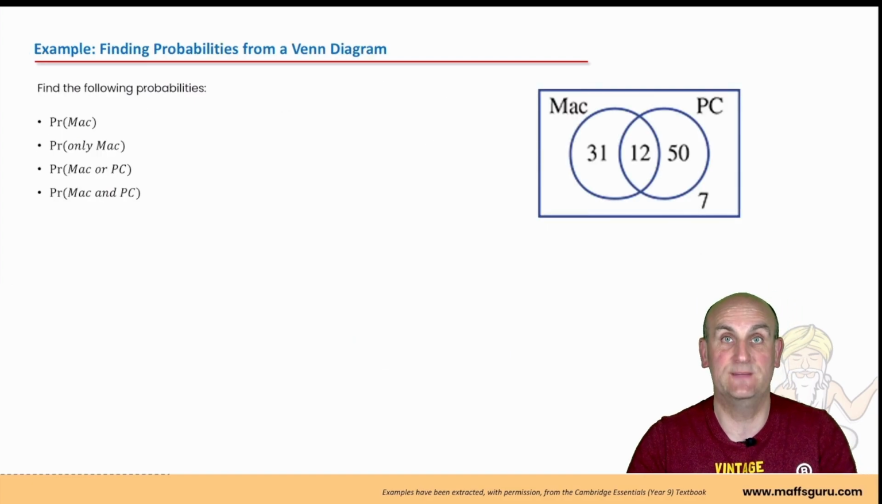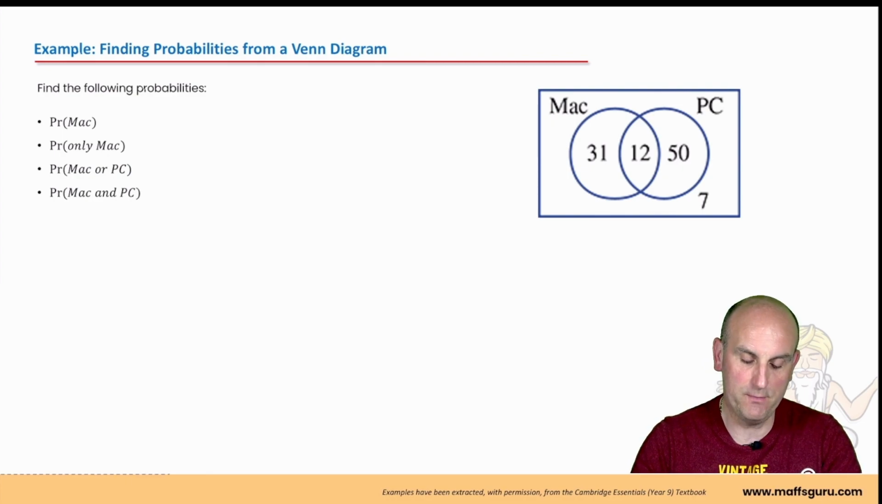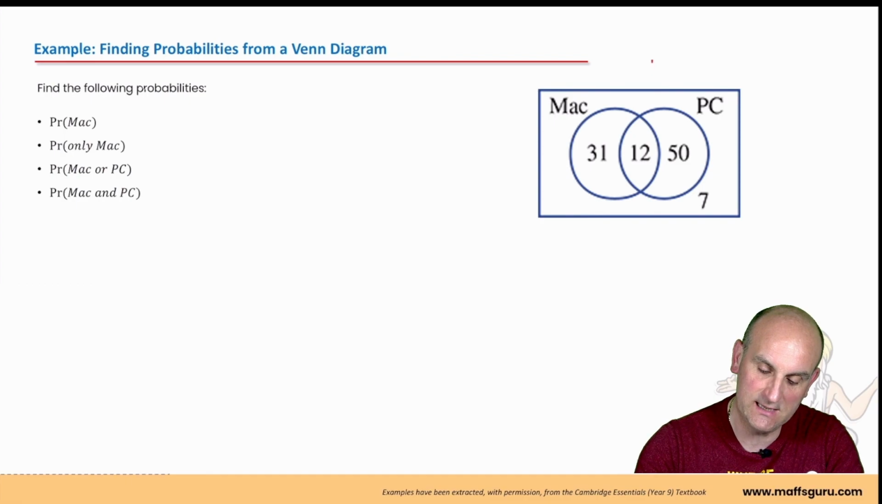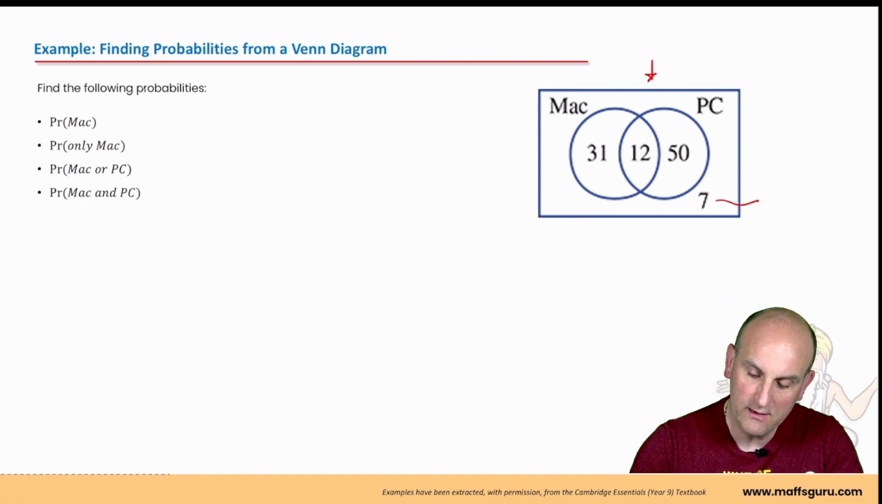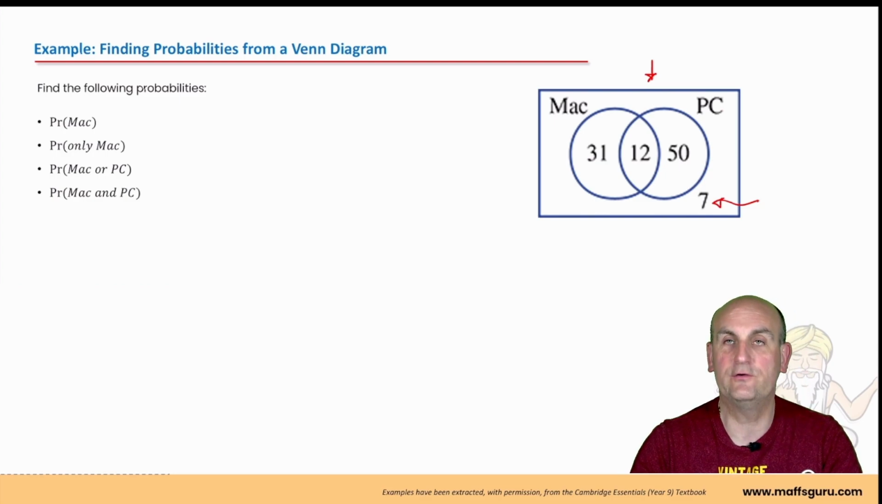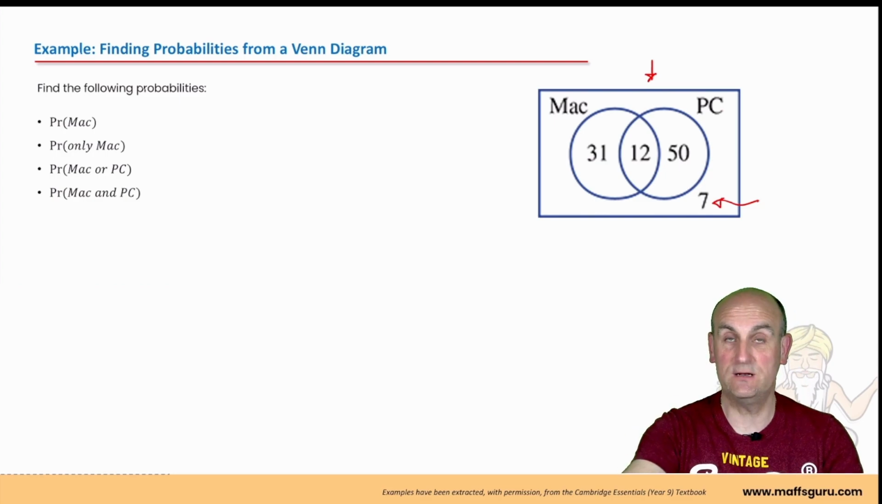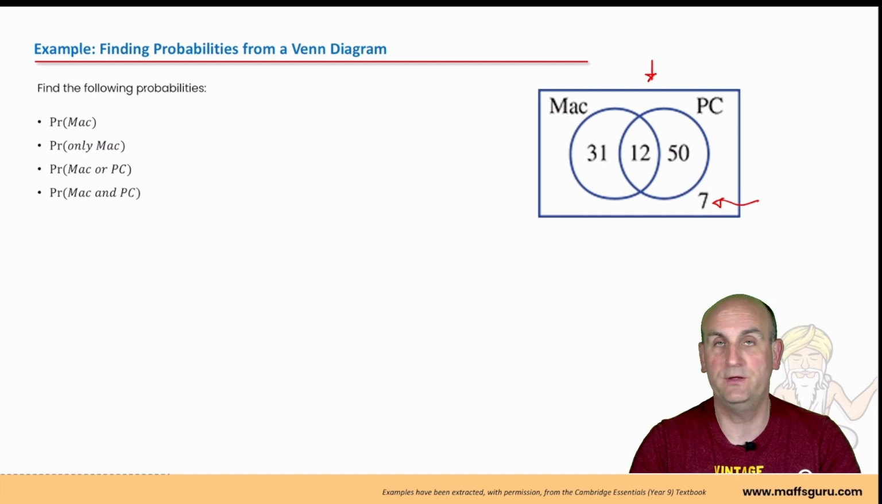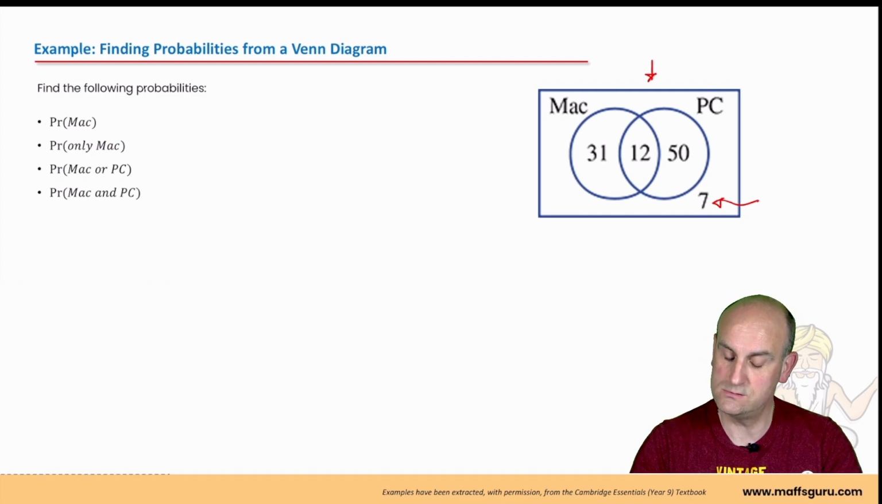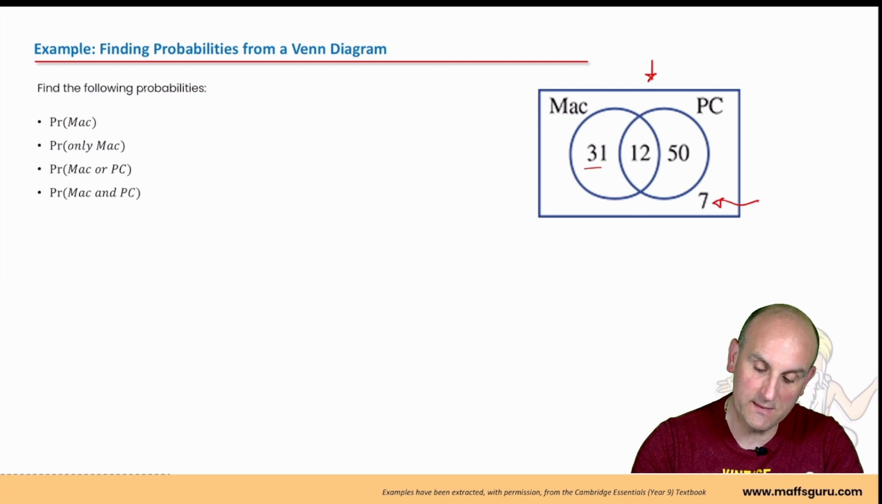So let's have a look at some examples. Find the following probabilities. So again, we've got a piece of information here. Now we've got a new number. What on earth does that number outside the circle mean? Well, I mentioned it a moment ago, actually. It means that there are 7 people who do not own a computer at all. Oh, so let's see what this 31 means.